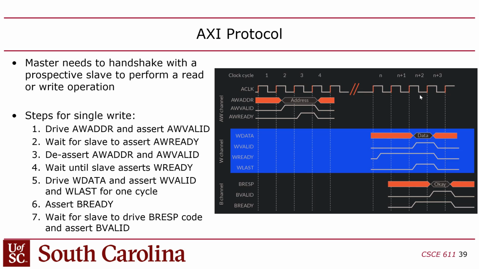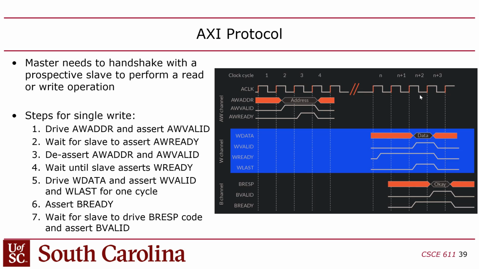Let's see. So what is the sequence here? If I want to write to an endpoint on the bus, I need to follow at least 7 steps. I need to drive the AW address. When I say drive, I mean put an address. What address do you want to write? What's the address that you're writing to? And I need to assert AW valid. So here we go. There's the address, and there's valid, right?